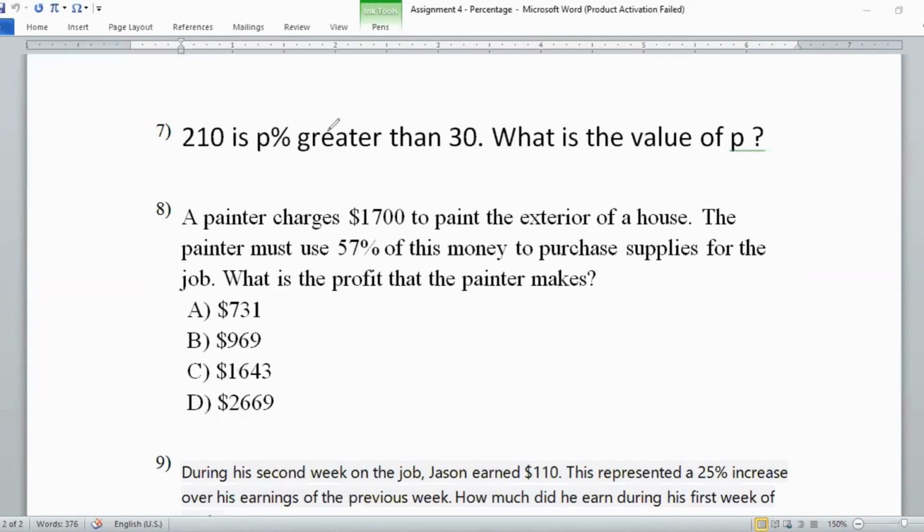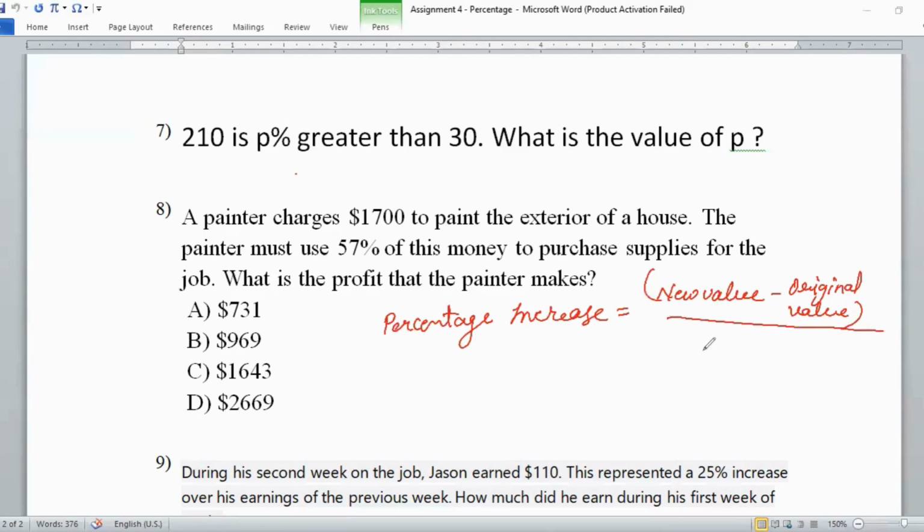210 is p percent greater than 30. What is the value of p? So to find the percentage increase from 30 to 210, what we can use is the following formula. We can write percentage increase is equal to new value subtracted by original value, or previous value, or the old value also you can write, and divided by the original value. We always calculate it on the original value and multiply by 100.